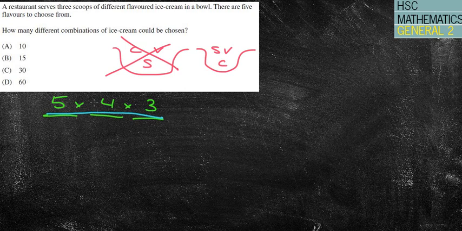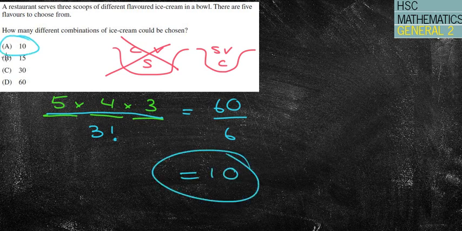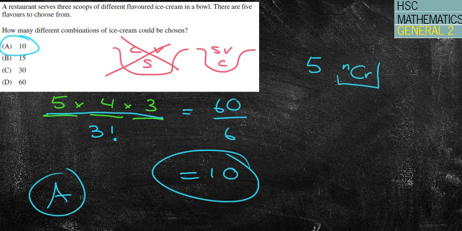Now, this time there are 3 numbers, so I'm going to divide it by 3 factorial. So 5 times 4 is 20, times 3 is 60. 3 times 2 times 1 is 6. Therefore, I have 10 different selections, so my answer is A. Likewise, you could have said, I've got 5 things to choose from. It's a combination, not a permutation. I'm choosing 3, therefore that would also equal 10 on my calculator.